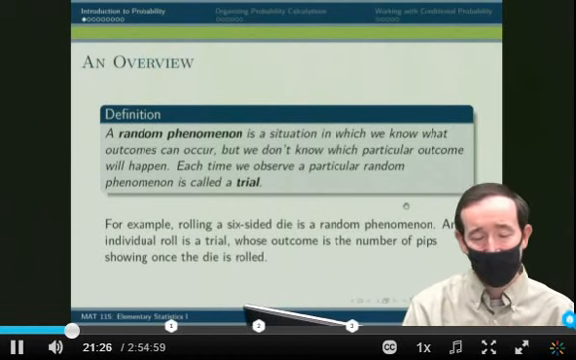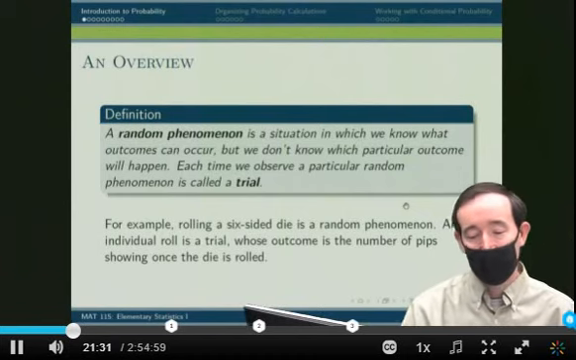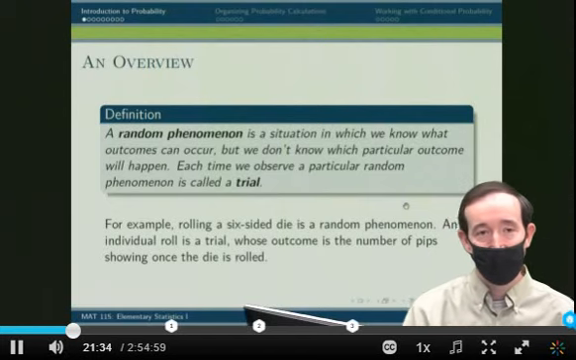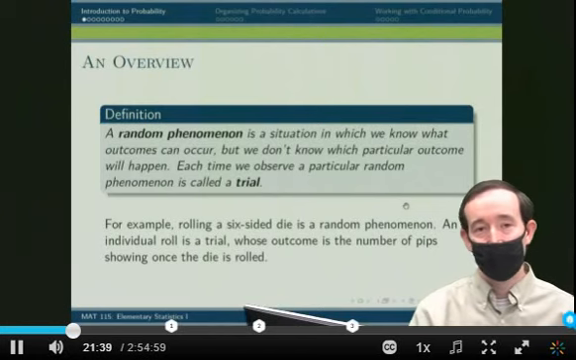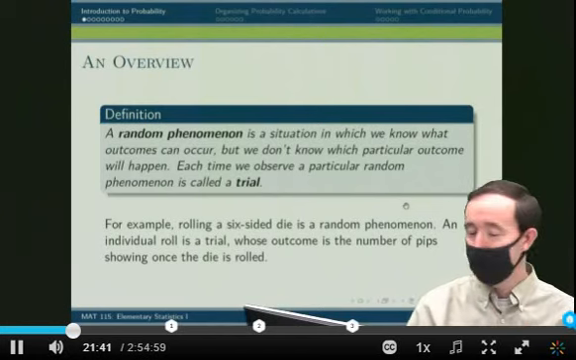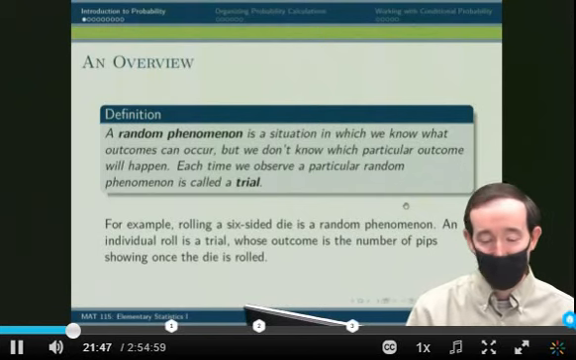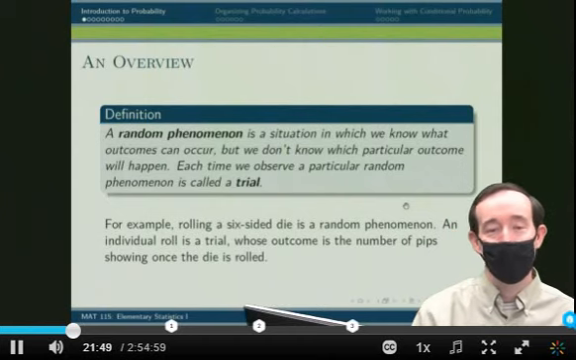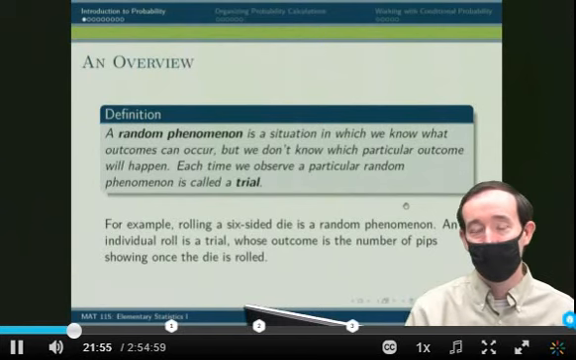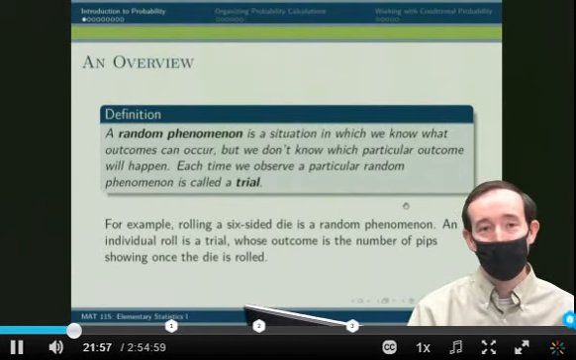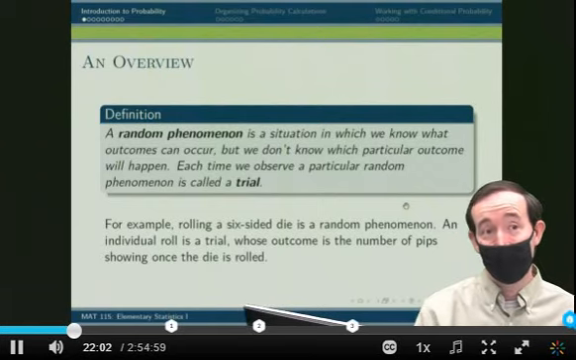A random phenomenon is a situation in which we know what outcomes can occur, but we don't know which particular outcome will happen. So we could list out all of the possibilities, but we're not certain which one's going to happen in a given situation. I'll use this example later in the discussion, but I'm a basketball fan, so if I consider who wins the NBA championship this year, well, there's a finite number of possibilities. I could list out all the teams in the league, right? I definitely know it's one of those things that's going to happen, but I don't know which one. So I could consider that to be a random phenomenon.